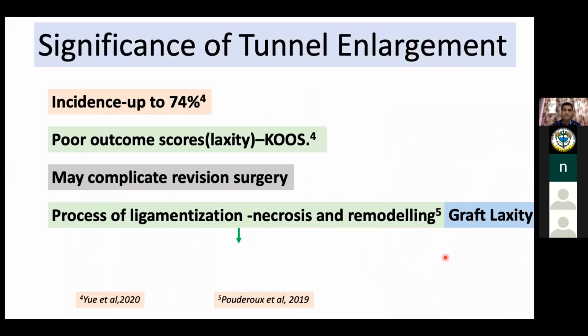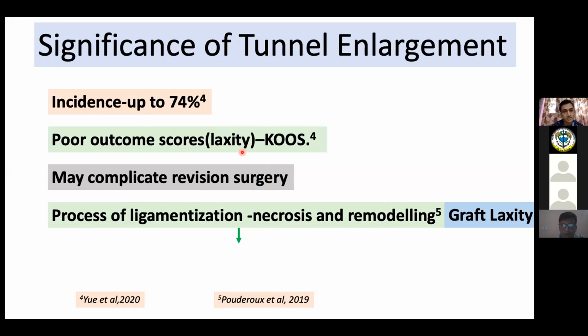So what is the significance of the tunnel enlargement? Is it so grave? Is it so harmful to the patient? The incidence is 74% of the tunnel enlargement. If the incidence is so high, if this was so dangerous, if it was so harmful, then all our patients would land up in a whole lot of complications. But this is not so. The tunnel enlargement does not necessarily lead to complications, does not necessarily lead to graft laxity. The problem arises only when we are going to revise the surgery because of the enlargement or because of other causes. This is going to create some difficulty.